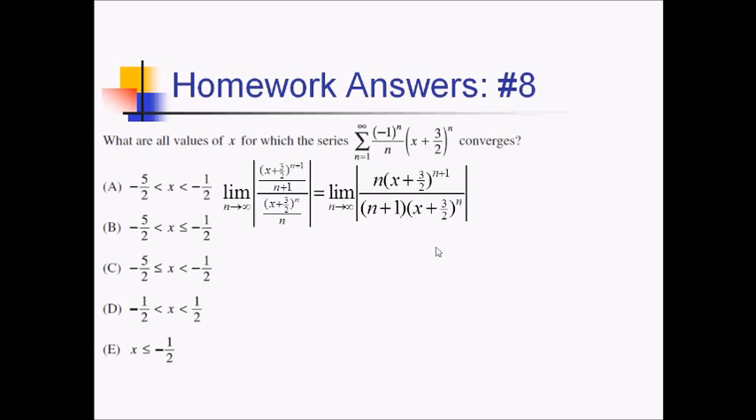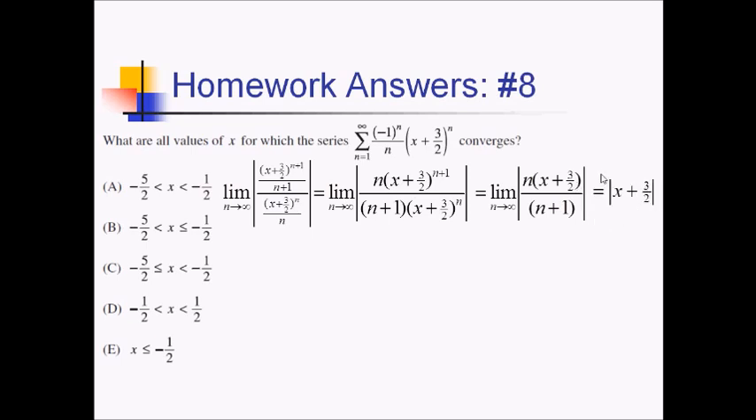Let's reduce as much as we can now. These exponential terms can reduce a little bit, leaving us with an (x plus 3)/2 to the first power on top, and everything else is essentially unchanged. So as n approaches infinity, we've basically got n over n with a coefficient of (x plus 3)/2. So this just reduces then to the absolute value of (x plus 3)/2.